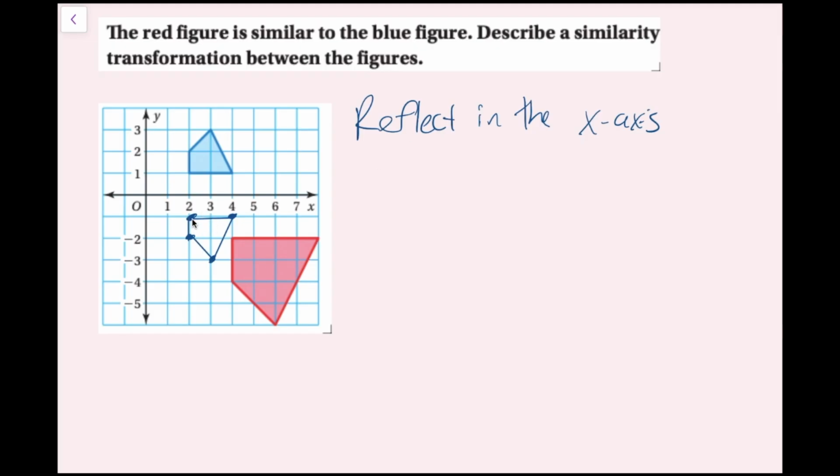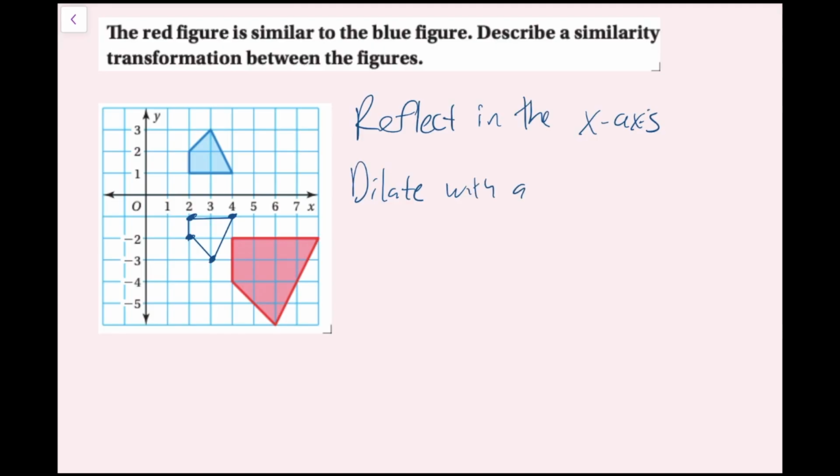So notice that this side length is only 1 unit, but its corresponding side length is 2 units. Okay, so I can kind of easily tell that I'm going to need to dilate this with a scale factor of 2. If you notice here, this is 2 units, the corresponding one is 4 units. Okay, and we won't bother with the diagonals, but they will also need to be multiplied by a scale factor of 2.